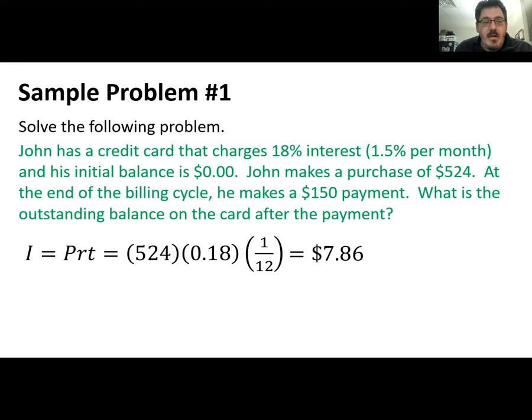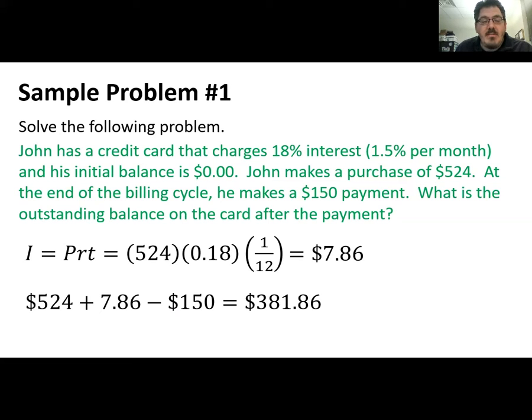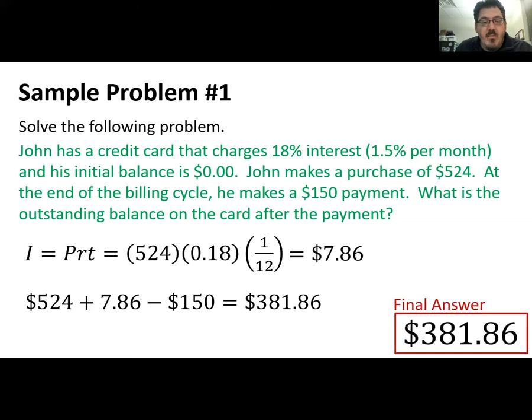$7.86. All right, now to figure out the outstanding balance, what we basically need to do is look at how much the purchase was for. So that's $524. We add in the interest that has accrued over the course of that month, so $7.86. And then we subtract off the payment of $150, leaving us with an outstanding balance of $381.86. So there you go.